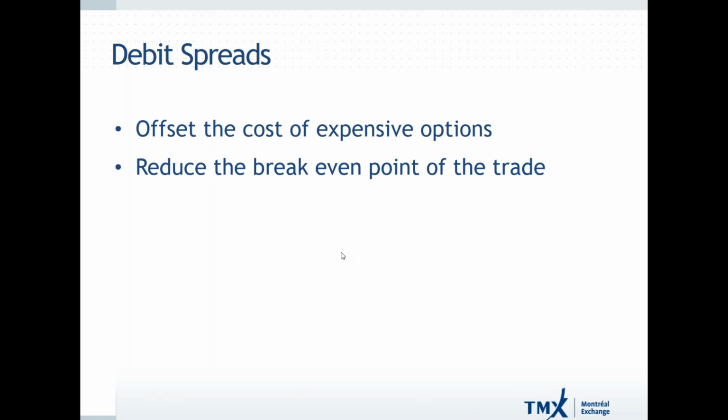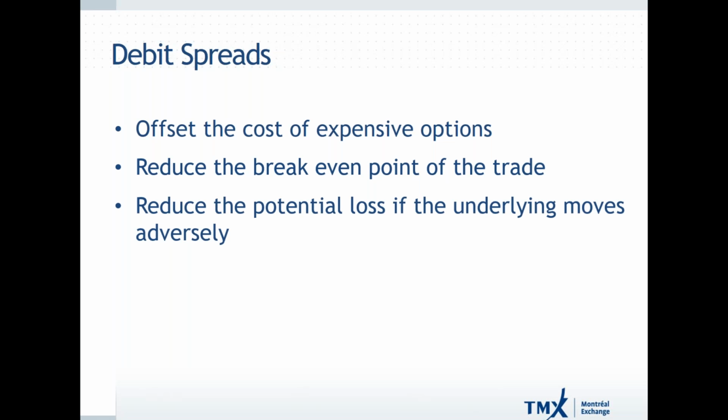So when we decrease that cost of participation, we actually reduce the break-even point of the trade, which I like, because what that means is the stock doesn't have to move as much for us to break even. So anytime we can reduce how much we need a stock to move in our favor, I believe that we're increasing our probabilities of being right and of being profitable. So I think it becomes a great consideration to look at debit spreads.